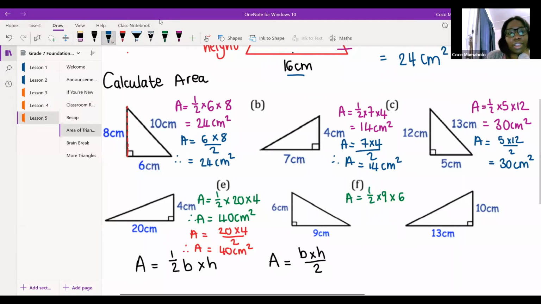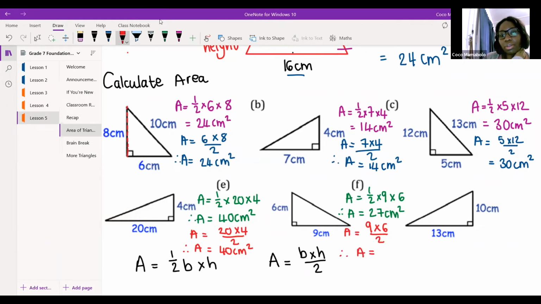I did forget the first one there. Area. Sorry about that. Therefore, area is equal to 27 centimeters squared. Okay. Area is equal to 9 times 6. Therefore, area is equal to 27 centimeters squared. Okay.